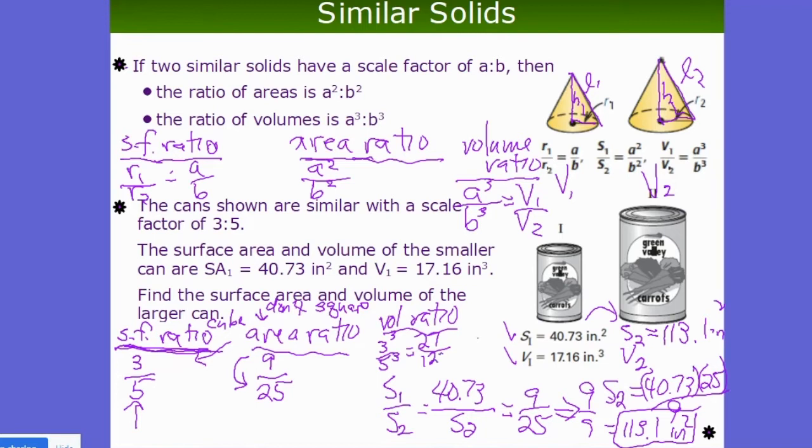If your cubes aren't up to speed, go ahead and use the calculator. You just put it in. I use the Desmos calculator. 3 to the third power over 5 to the third power. Kind of like this. We are just going to set up the ratio.